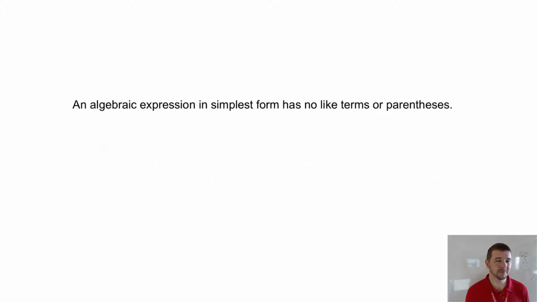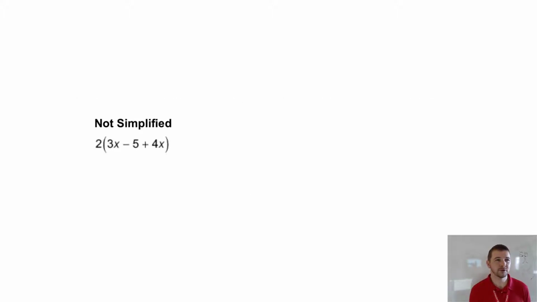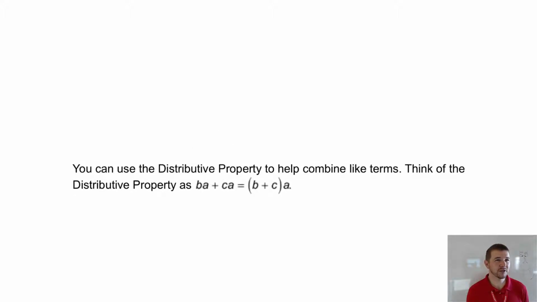An algebraic expression in simplest form has no like terms or parentheses. So an example of an algebraic expression that's not simplified: 2 times the quantity 3x minus 5 plus 4x. Note we have like terms, and we can distribute that too. On the right-hand side, a simplified expression, 14x minus 10. You can use the distributive property to help combine like terms. Think of the distributive property as BA plus CA equals the sum of B and C, in parentheses, times A.